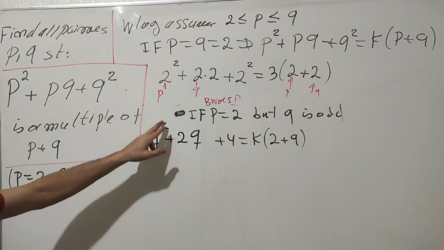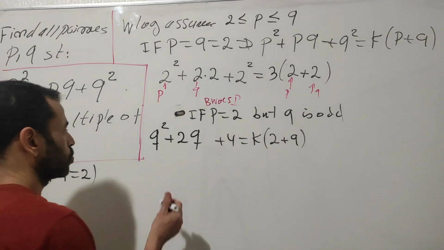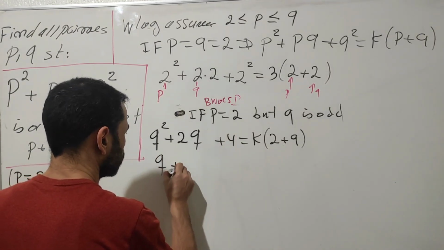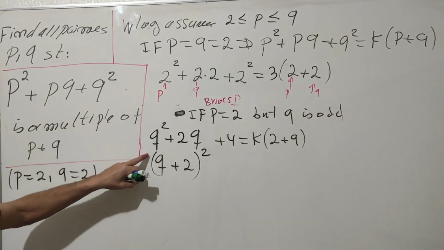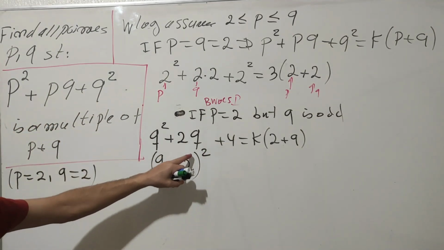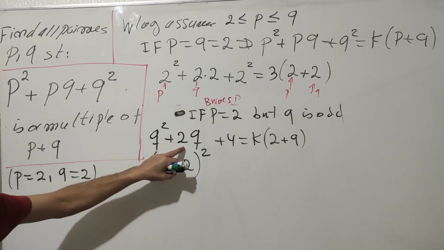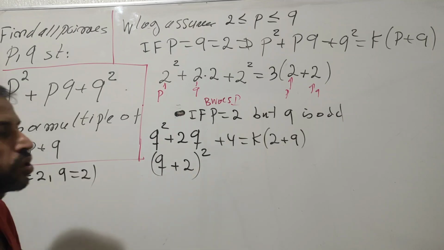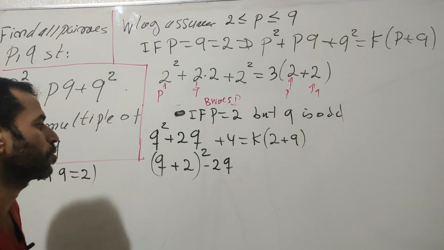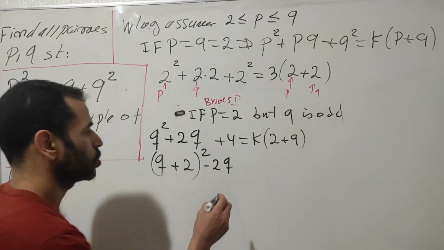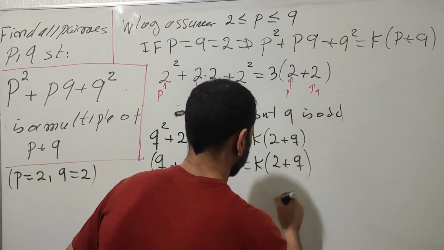Now we get a quadratic polynomial. I'm going to put this one in the form of a square. So it's simpler. It's going to give us q plus 2 squared. If I distribute this one out, I get q squared, which is good. I get here 4q, which is not good because we have 2q. So we need to subtract 2q from here, plus the original number 4, which is good, which equals k times 2 plus q.